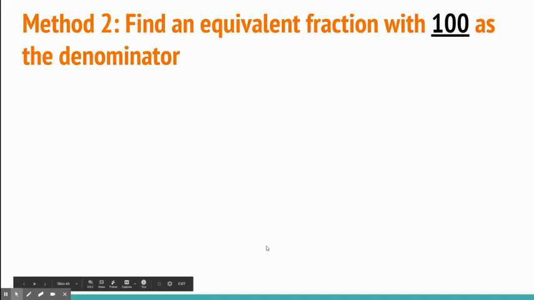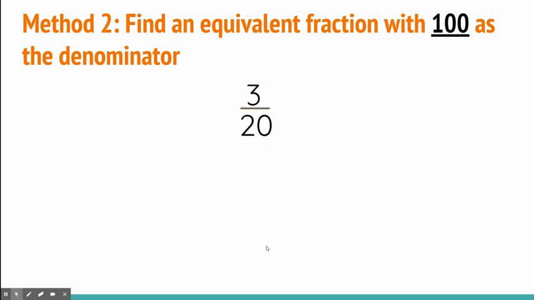Let's look at another method. This is similar to the one before it, except instead of finding an equivalent fraction with 10 as the denominator, we're going to find an equivalent fraction with 100 as the denominator. Our example here is 3/20. I'd rather not draw a model with 20 sections and figure out what would be equal to it if there were 100 sections instead. So let's try it with the multiples.